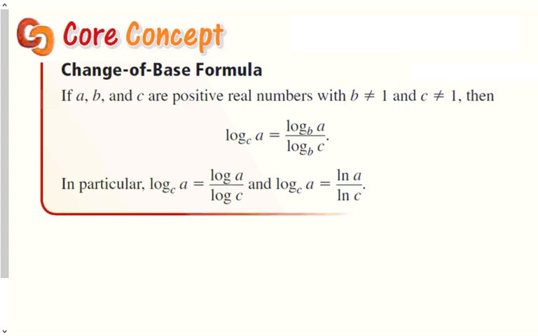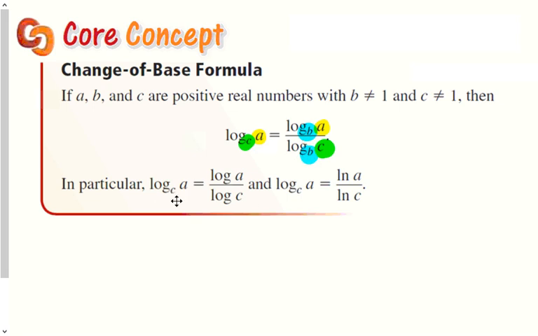Alright, now let's look at change of base formula. If A, B, and C are positive real numbers, with B not equal to 1 and C not equal to 1, then I can say that log base C of A is the same as log base B of A over log base B of C. So basically, this A right here went to the top of your fraction. This C that was in the base went to the bottom of the fraction. And then they now both have a new base that is the same.